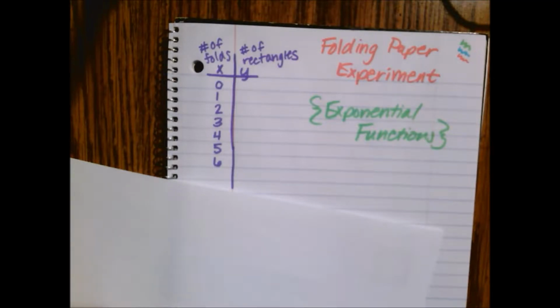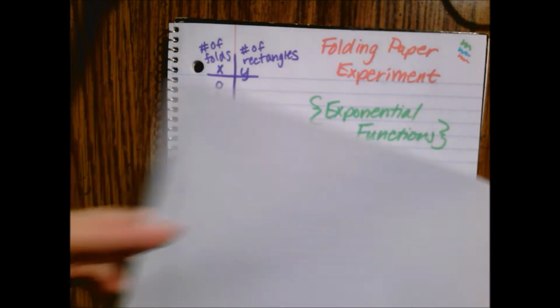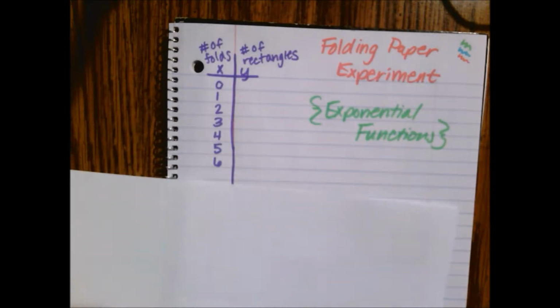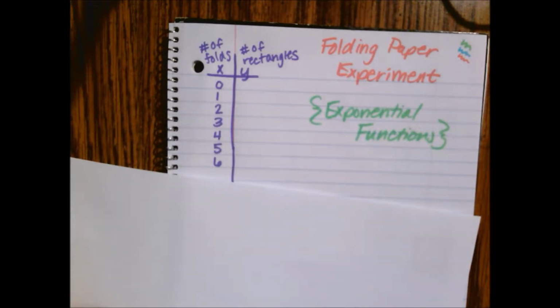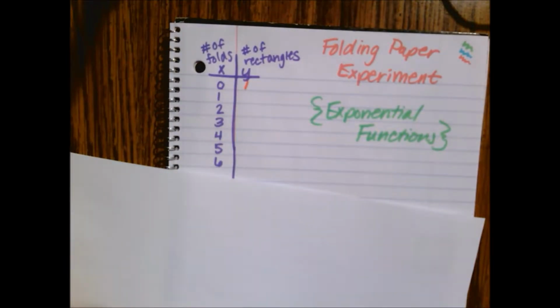As we begin our new section on exponential functions, we're going to start with an experiment. We're going to take any size piece of paper, you can do it with a half sheet of paper or a whole sheet of paper, and we're going to fold it and record how many rectangles are formed. So when we haven't folded the paper at all, the whole piece of paper is one big rectangle. So I'm just going to record this in this quick chart that I have made.